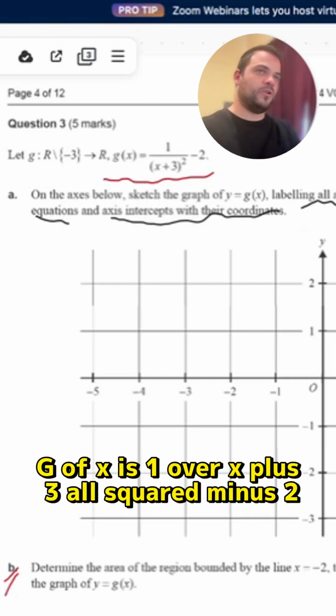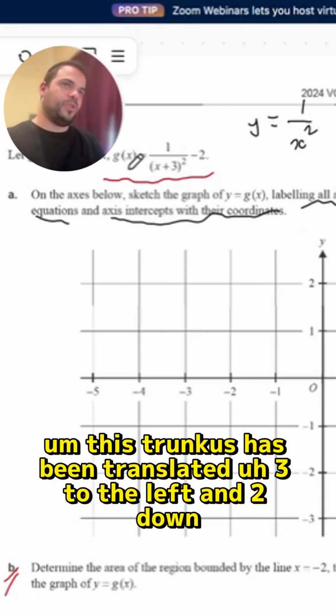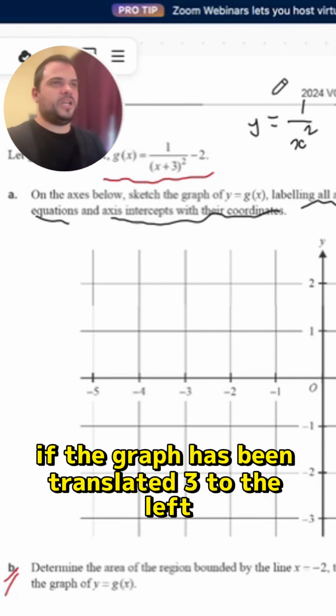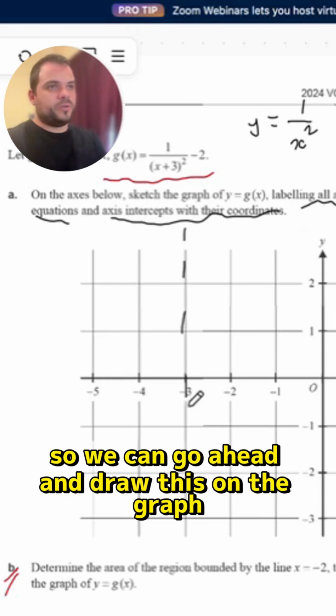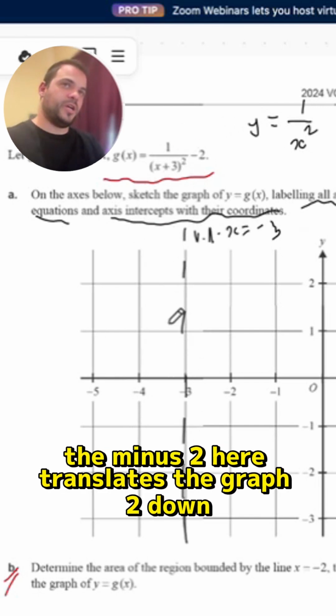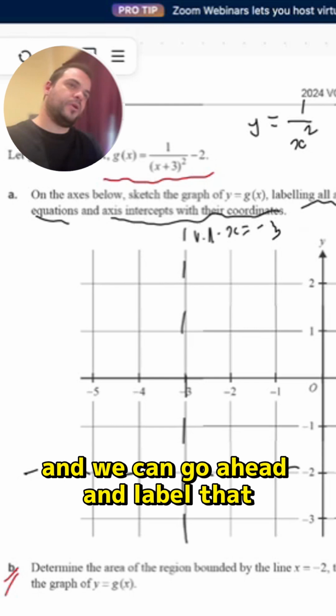g of x is 1 over (x plus 3) all squared, minus 2. The basic equation of a truncus is y equals 1 on x squared. This truncus has been translated 3 to the left and 2 down. If the graph has been translated 3 to the left, we now have a vertical asymptote at x equals -3. So we can go ahead and draw this on the graph. The -2 here translates the graph 2 down, so we now have a horizontal asymptote at y equals -2. And we can go ahead and label that.